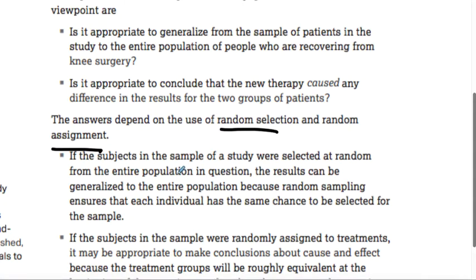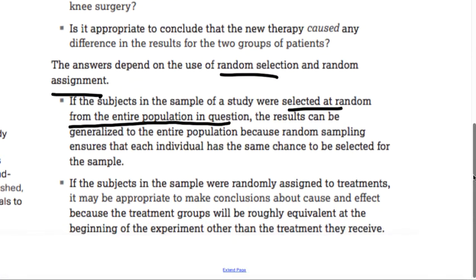If we're going to create a study, and people were selected at random from the entire population in question, the results can be generalized to the entire population, because random sampling ensures that each individual has the same chance to be selected for the sample. So it's got to be random sampling from the entire population in question. It could be a random sample of everyone who were patients getting the surgery. Then the subjects have to be randomly assigned to the treatments, either get the treatment or don't get the treatment. So those two things have to be true.